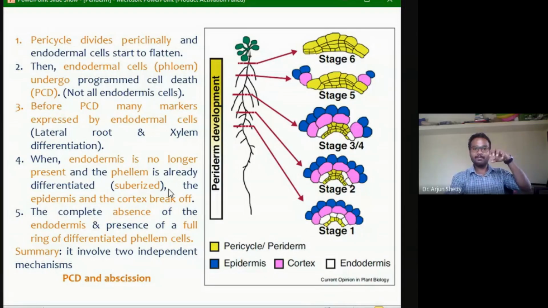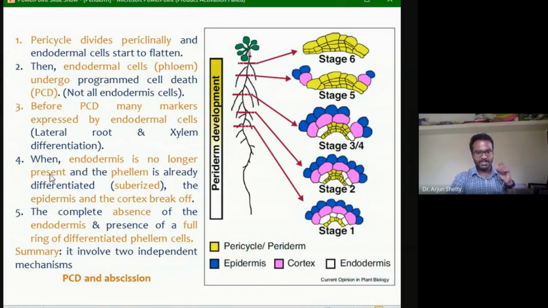Before undergoing apoptosis, it has released some markers or genes or phytohormones, so what happens is the lateral roots increase in size, and xylem differentiation can be seen in the lateral roots. Further, after the apoptosis of endodermal cells, we cannot see further development of the lateral roots, and the xylem differentiation cannot be seen.